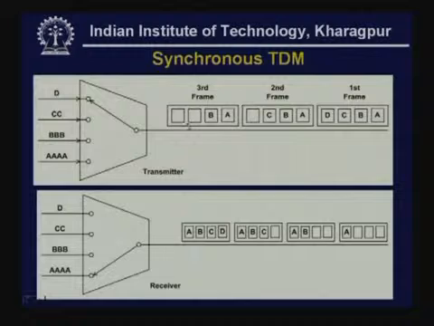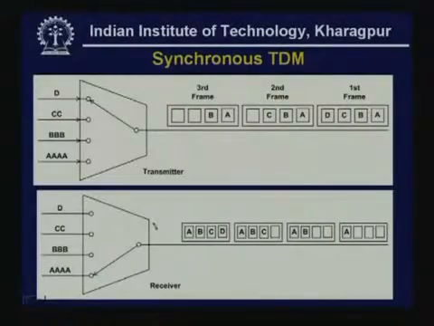So, they remain empty. So, we find that in synchronous time division multiplexing, some of the slots may remain empty if the source has no data to send, as it has happened in this particular example. As you can see, in 4 frames, the first frame is filled up. In the second frame 1 slot has remained empty, in the third frame 2 slots have remained empty, and in the fourth frame 3 slots have remained empty. So, this leads to inefficient utilization of the channel bandwidth or the medium bandwidth.